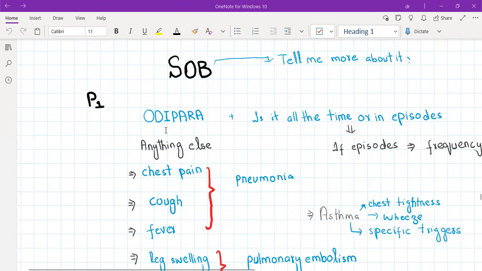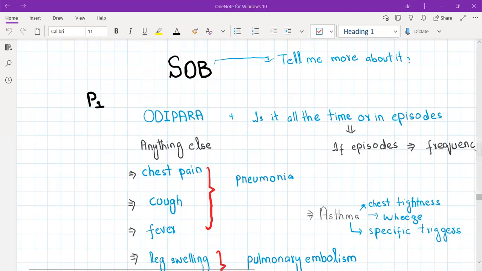But apart from ODPARA here, you also need to establish whether it is consistent or episodic. So you need to ask, does it occur all the time or from time to time? When it is episodic, then you also need to ask about the frequency of episodes and at what time it is more common. Is it more in the morning? Is it more in the evening, at night, etc.? Then you need to ask about anything else.